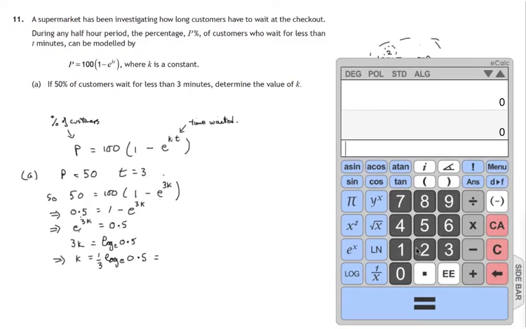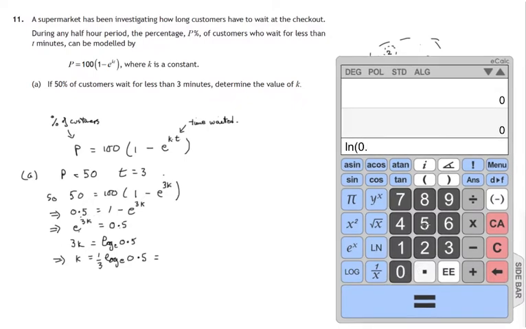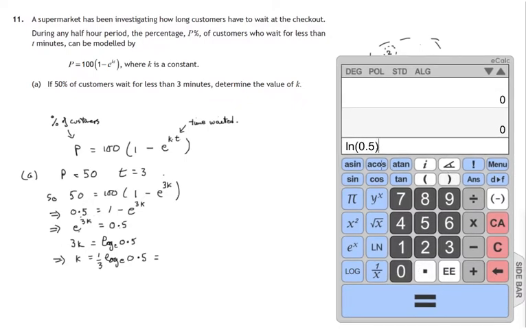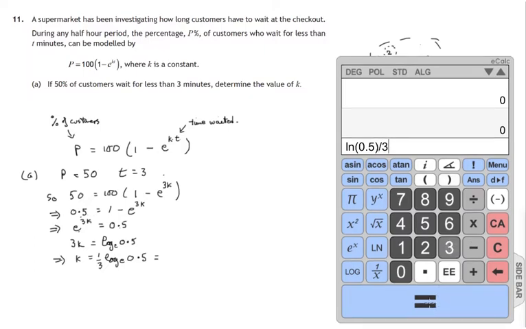Now on the calculator there are two log keys. The log is log to the base 10, ln is log to the base e, or the natural log as it's sometimes called. So we have to take the log to the base e of 0.5 and divide it by 3. So the log of 0.5, whatever that comes to, and take 1/3 of it, so divide it by 3.